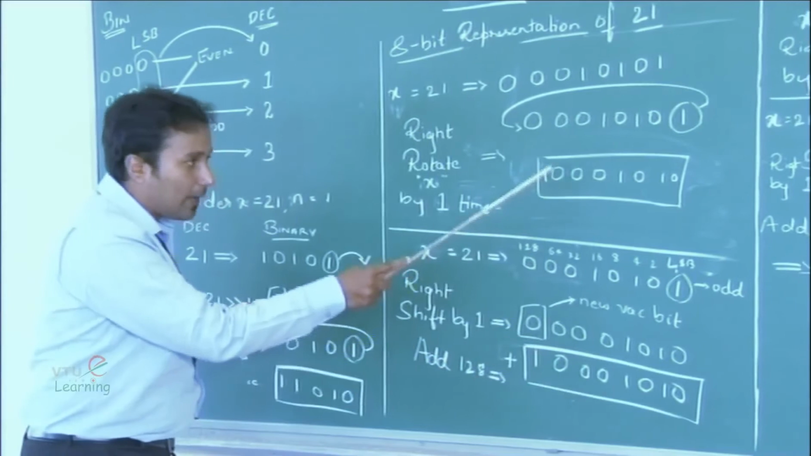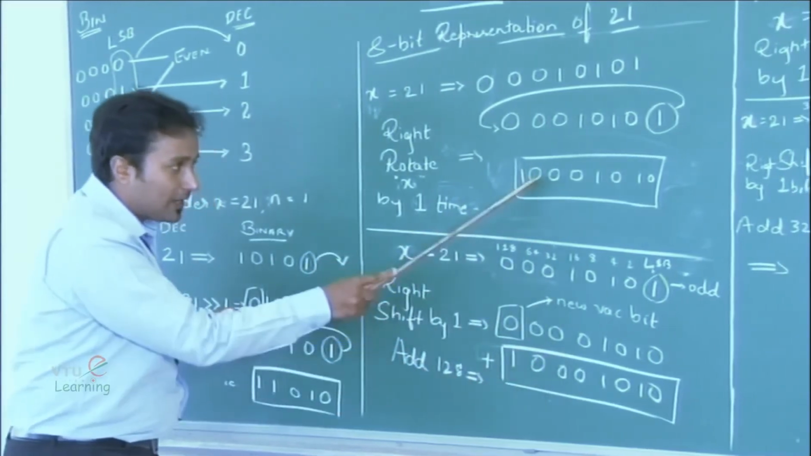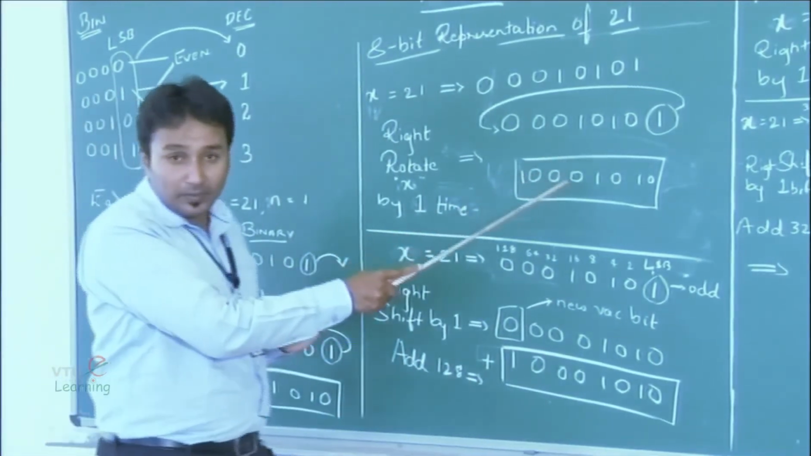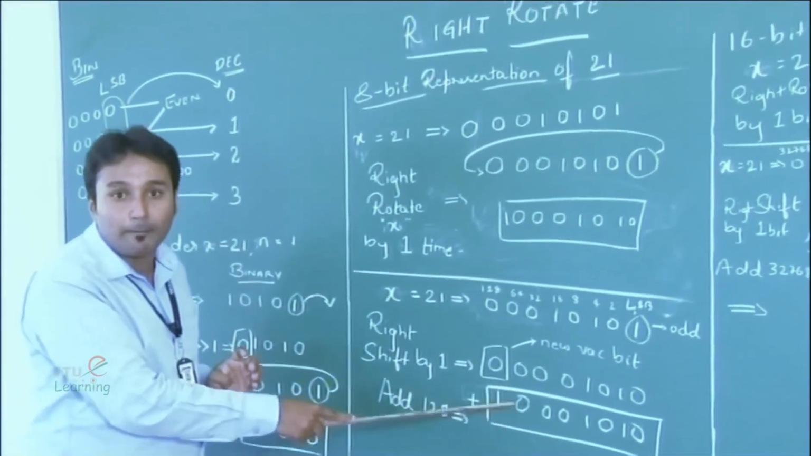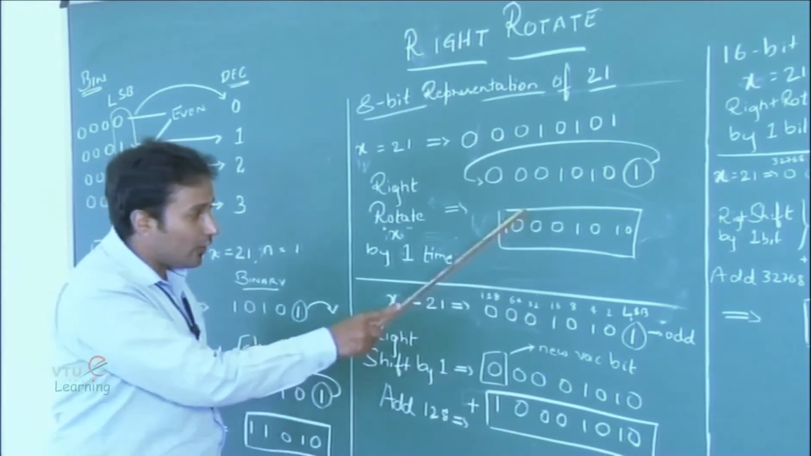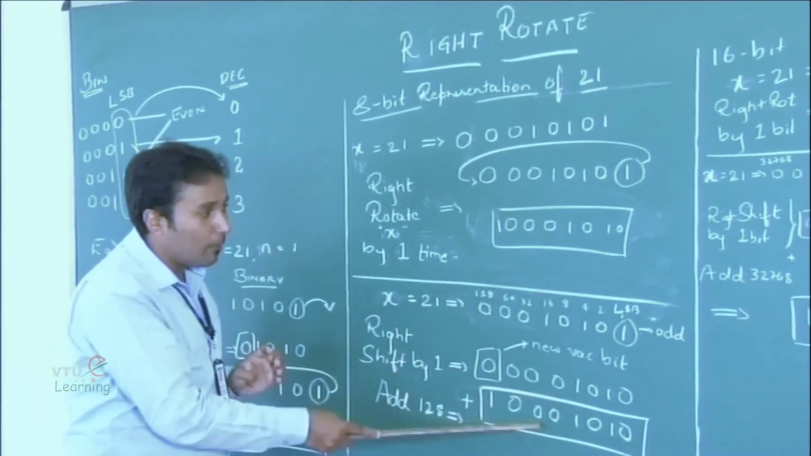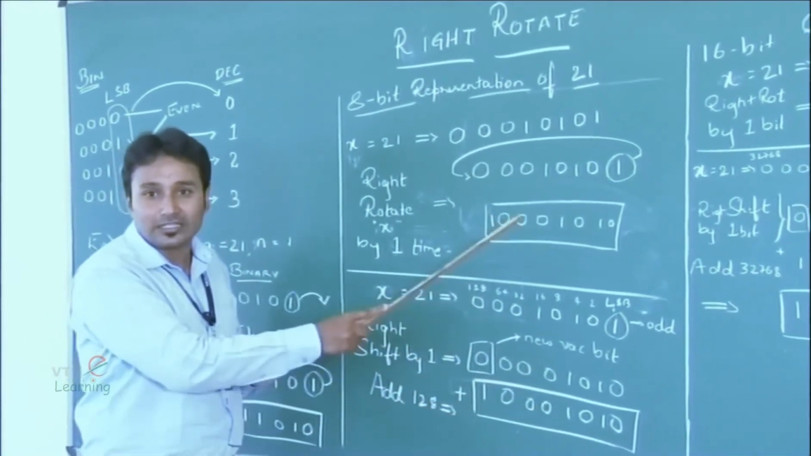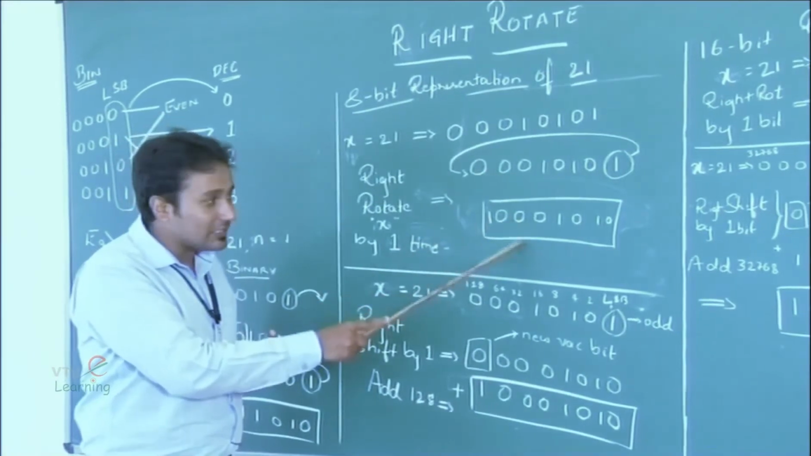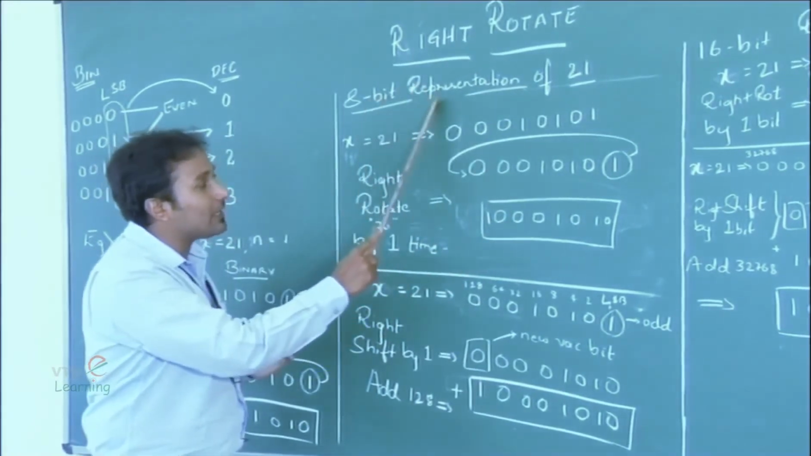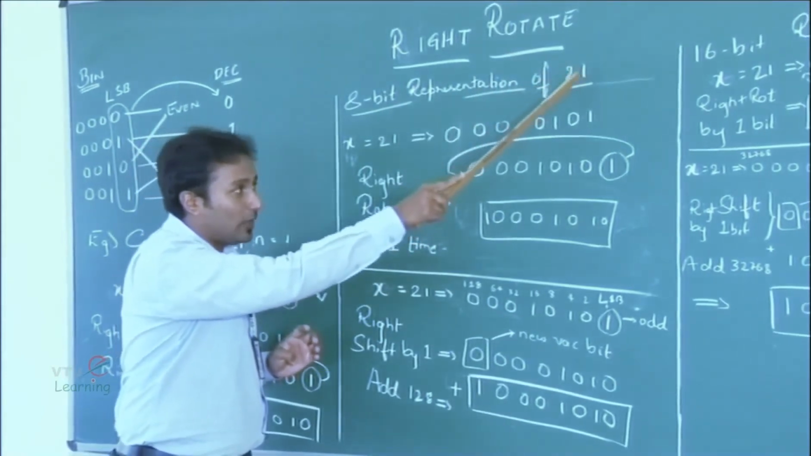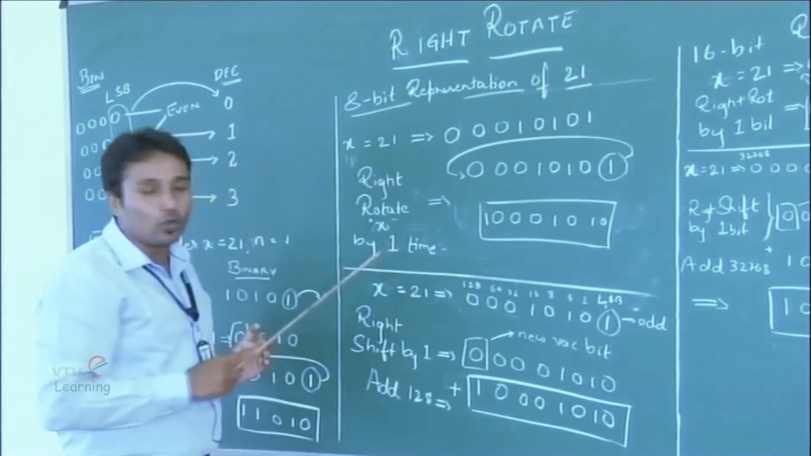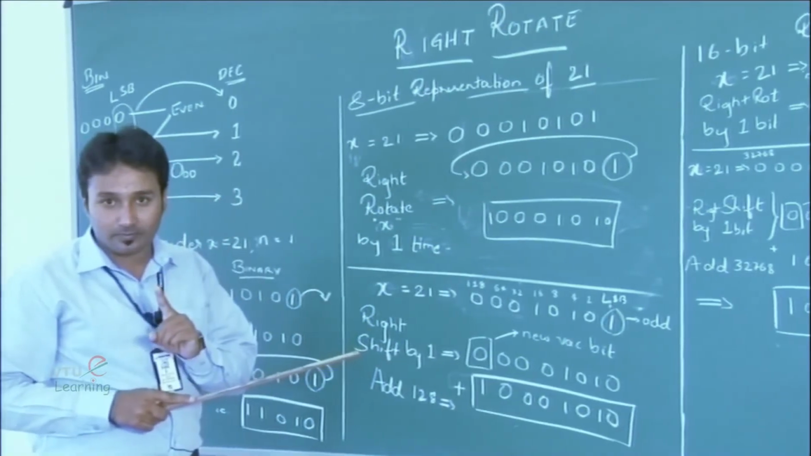And when we compare these two numbers, this was the number obtained logically, and this is the number obtained programmatically. We can clearly see that both the numbers are one and the same. This is all about the 8-bit representation of the number 21, right rotated one time.